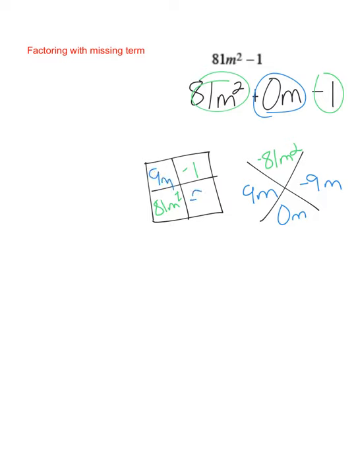9m, negative 9m. And then we look for those common factors. 81 is 9m times 9m. And we would have 9 times a minus 1 or a positive 1. And we can write our factoring: 9m minus 1 and 9m plus 1. So if you see a factoring with a piece missing, always assume to insert a 0 position there.